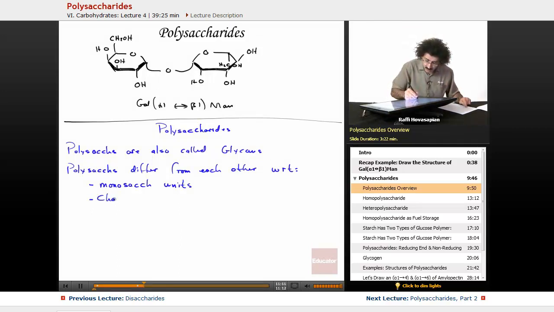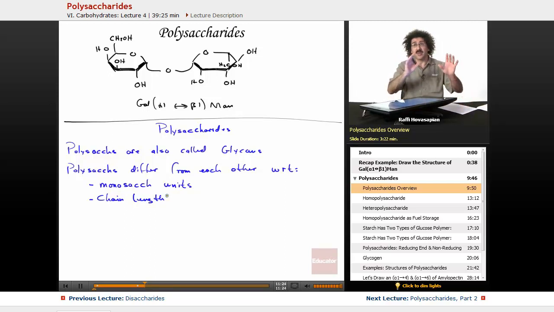Chain length. You might have a polysaccharide that's only 15 monomers long. You might have one that's 150,000 monomers long. So chain length. If you have, let's say, a bunch of glucose that's 15 long and a bunch of glucose that's 1,500 long, those molecules are going to behave differently, because even though they're made of the same monomer, glucose, the length will actually change the chemistry.